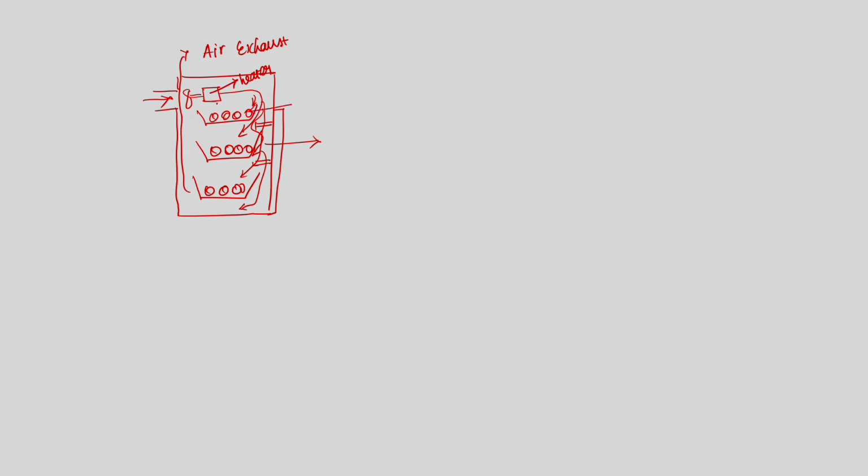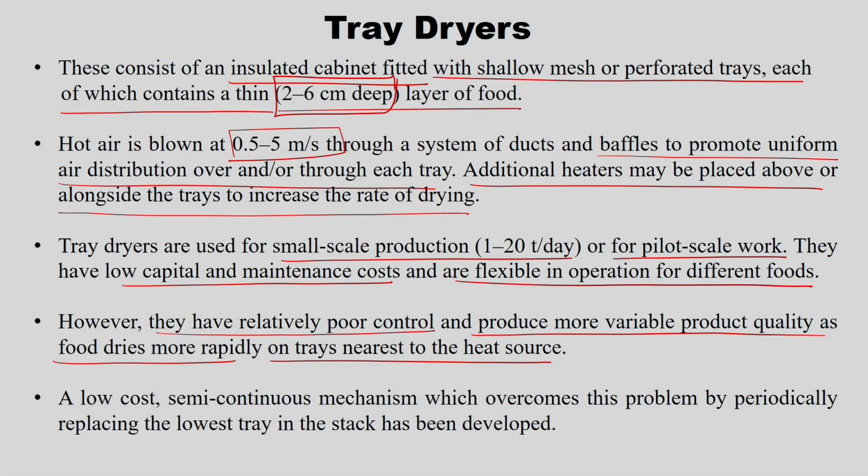And also there may be a mechanism, these kind of heaters can be kept near each tray, and the flow rate of air will take care of the temperature and the drying of the food material. So, that is what here it is said, there is a poor control which produces more variable product quality.